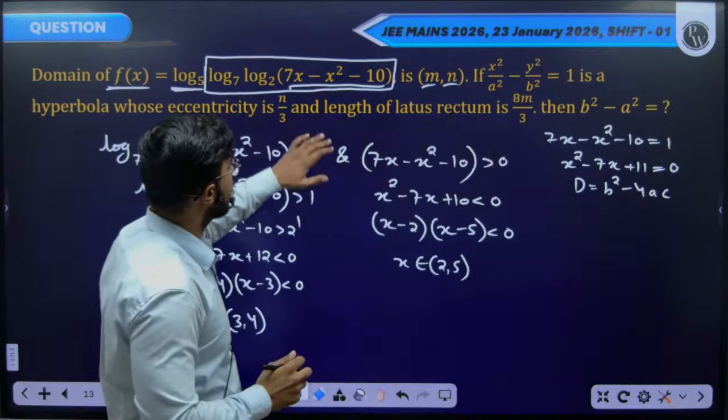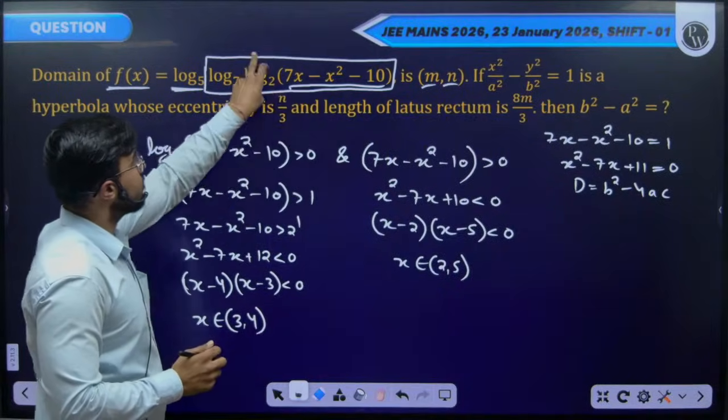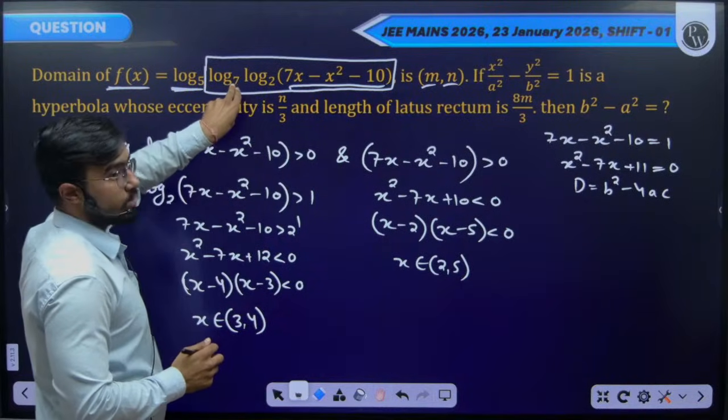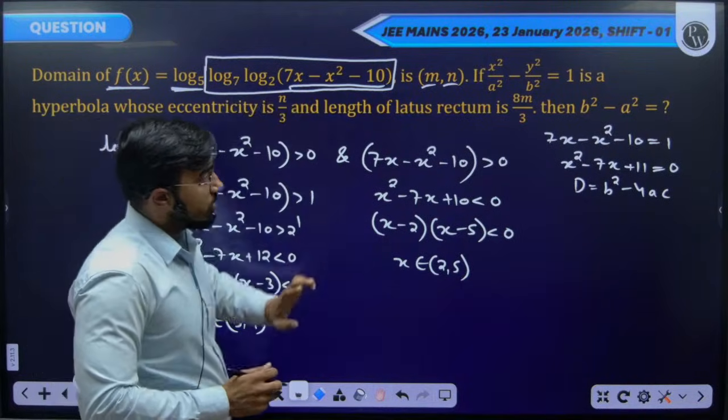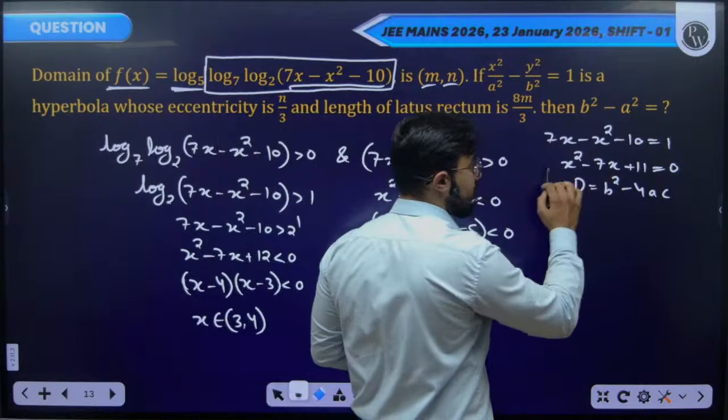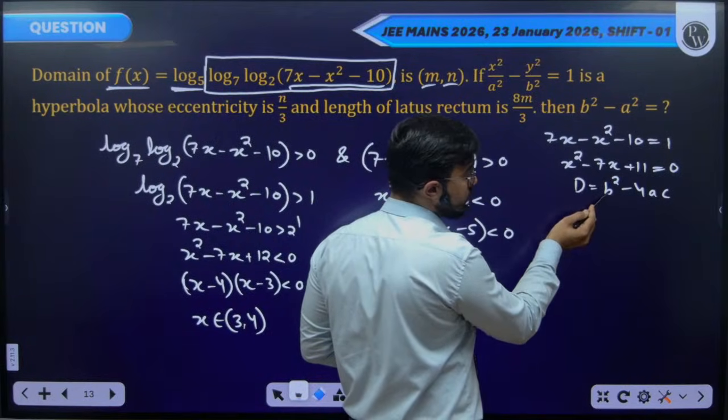It cannot be 1, right? Because if it is 1, it becomes 0. Log 2 base 1 is 0, then this becomes not defined. So this cannot be 1. So we have to remove those values of x for which it becomes 1. So what are the values?